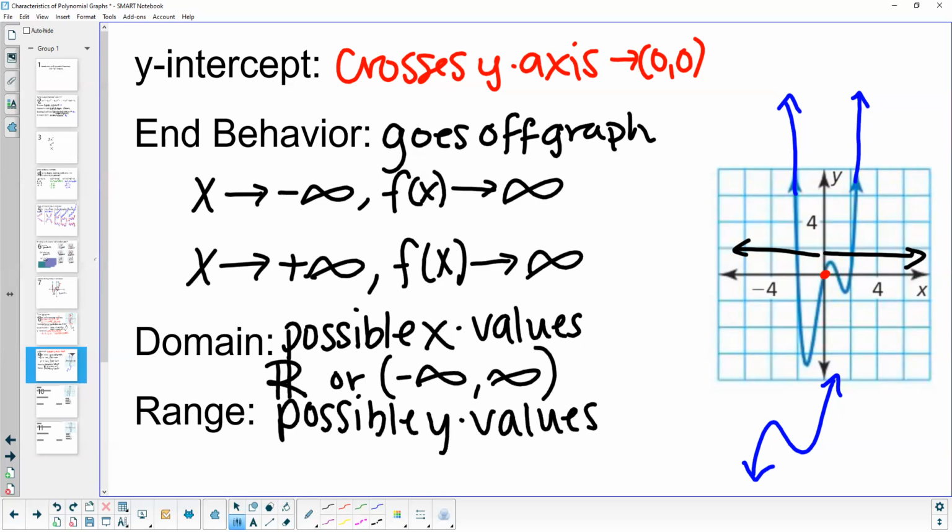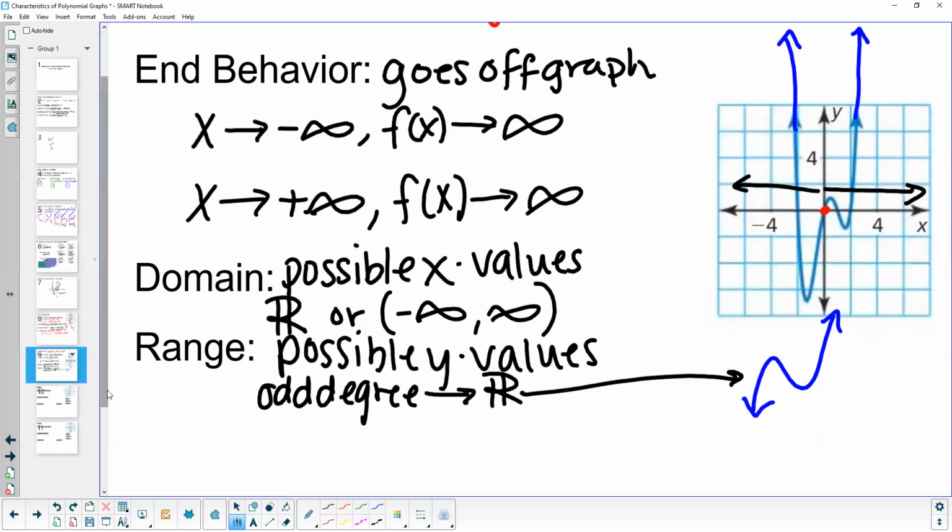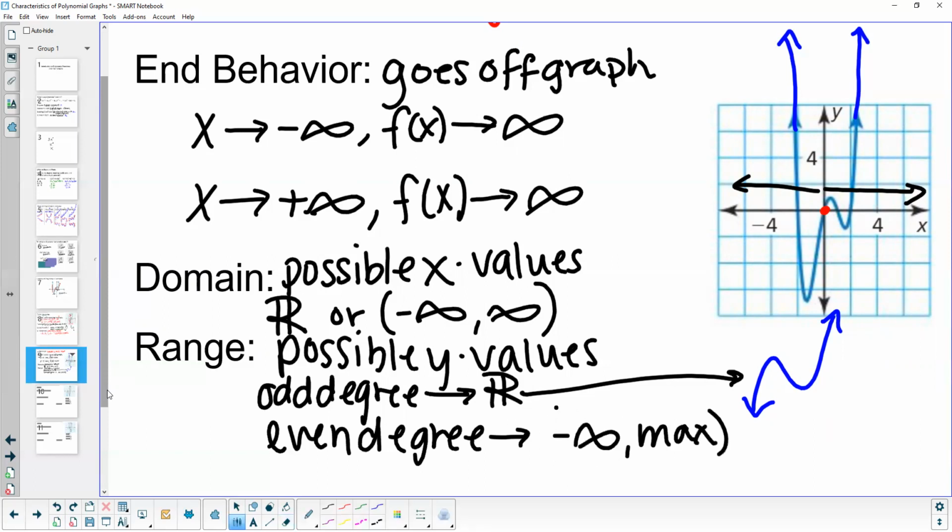If it is an odd degree, then what happens with our range is it's actually going to be all the real numbers. Because if our degree is odd, then our end behavior is going to be one up, one down, meaning I can get any x value and any y value. However, if my degree is even, then what I need to do is it's going to either go from -infinity to our overall maximum value, or it's going to go from our minimum value to positive infinity.